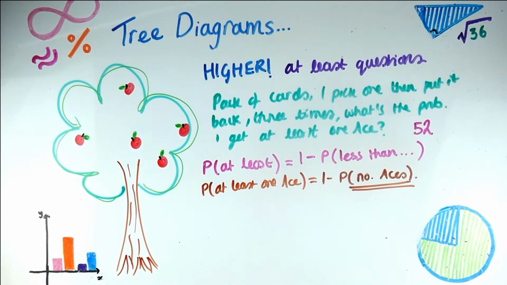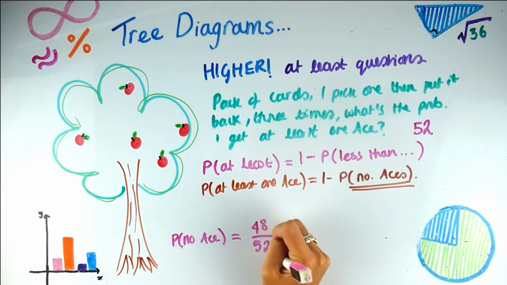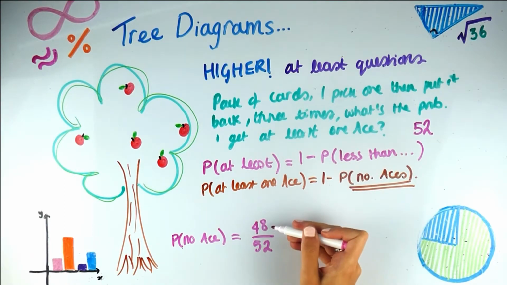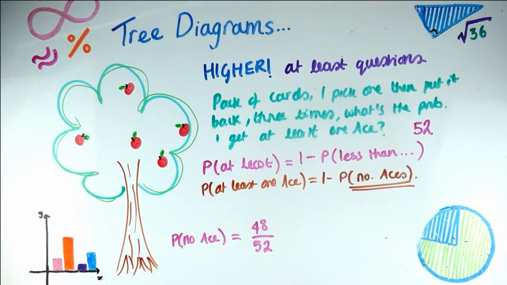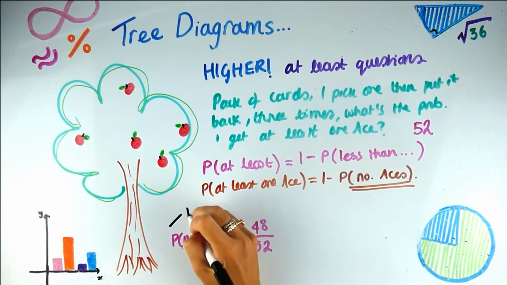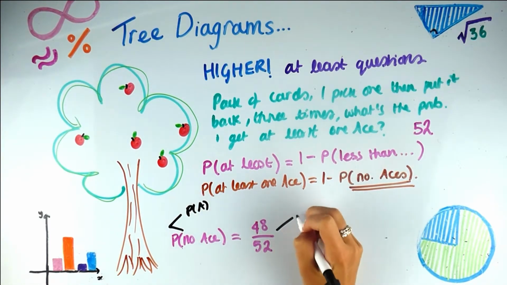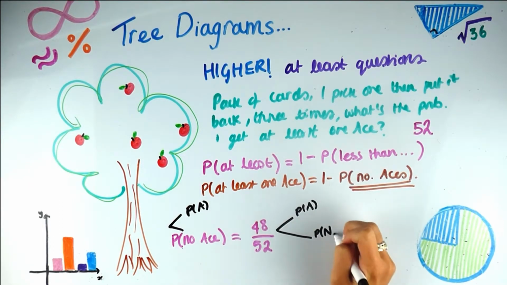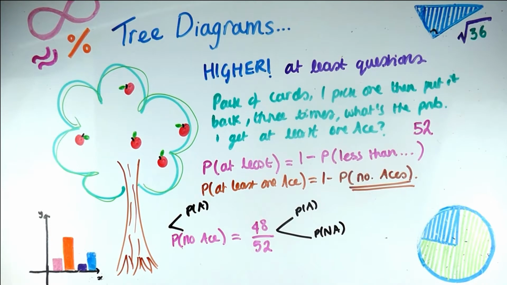Okay, so now I want to find the probability of getting no aces. So the probability I don't get an ace the first time is, if we think of a pack of cards, there are 4 aces. So there are 52 minus 4, 48 other cards I could get that aren't aces out of the 52. So these are the number of ways that could happen over the total possible outcomes. So probability of no ace is 48 over 52. But I'm doing that 3 times, so I could use a tree diagram. So I could go probability of getting an ace, probability of getting no ace, and I'm going to call it NA, and that is the same because I replace it.